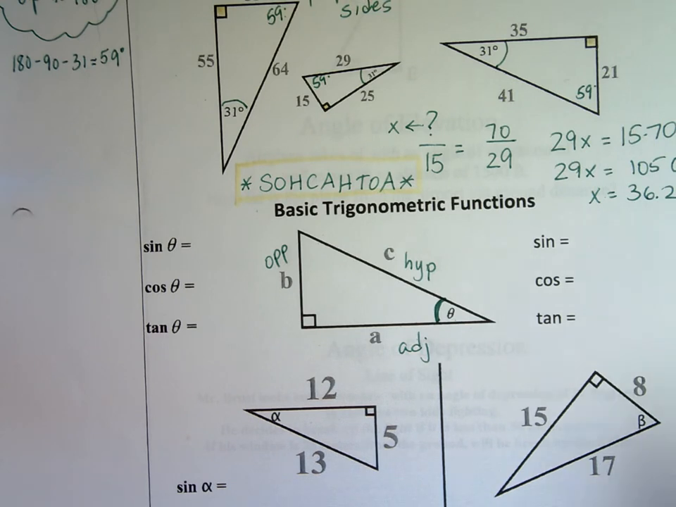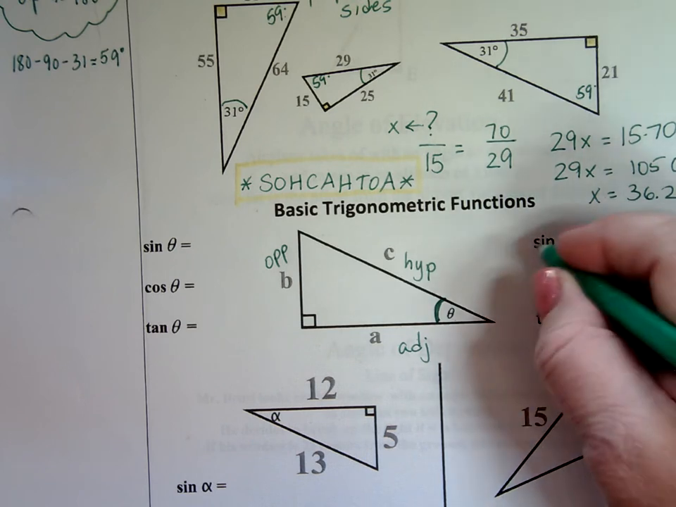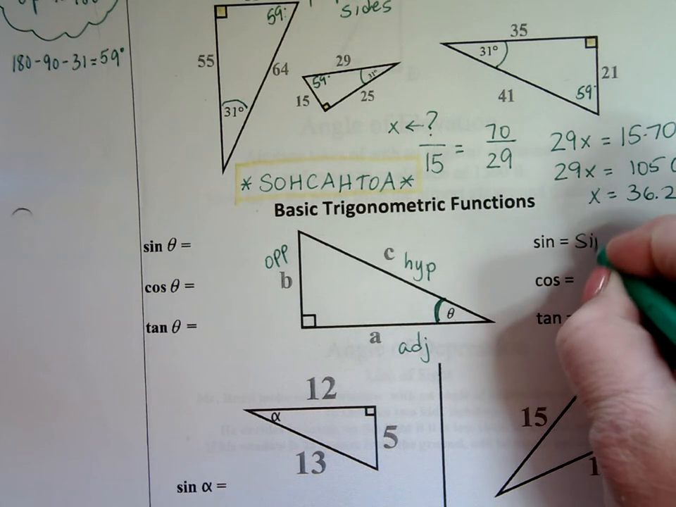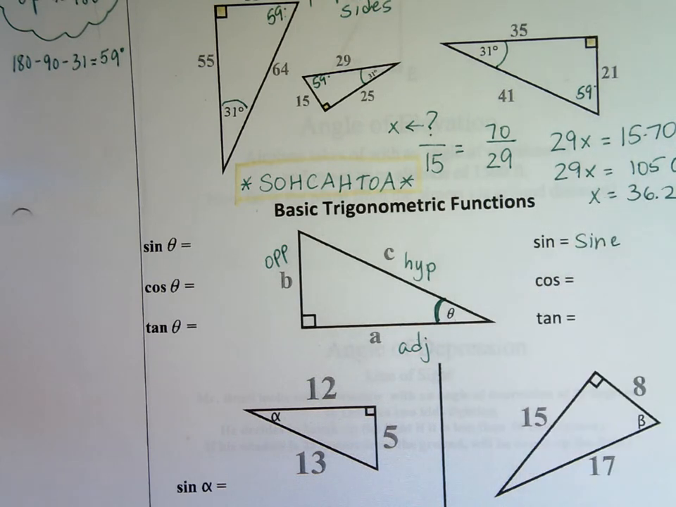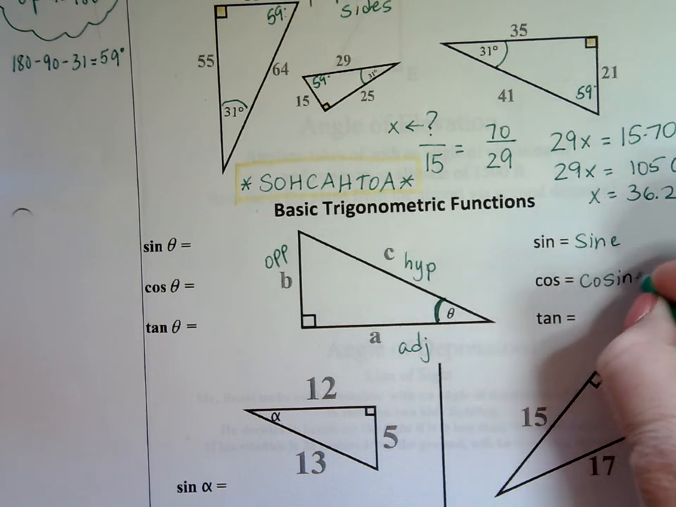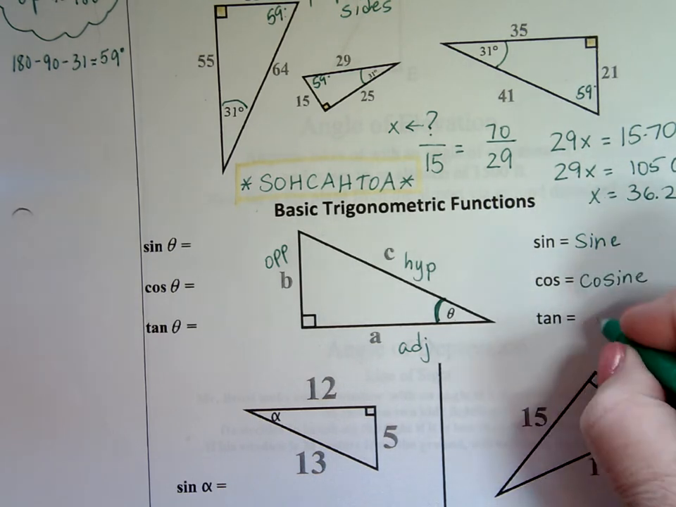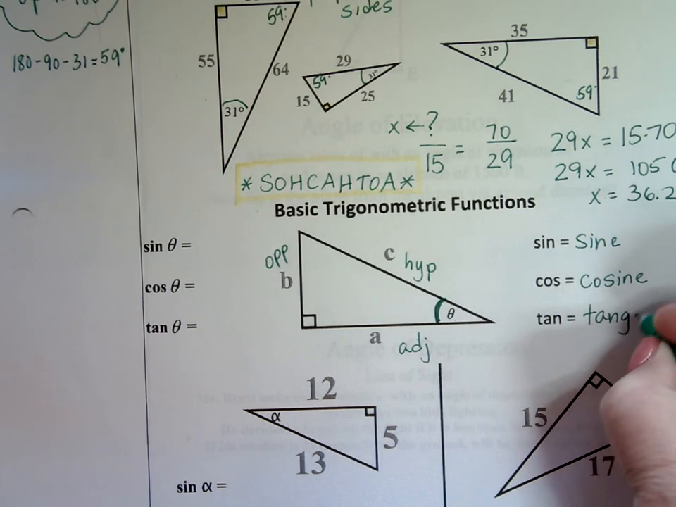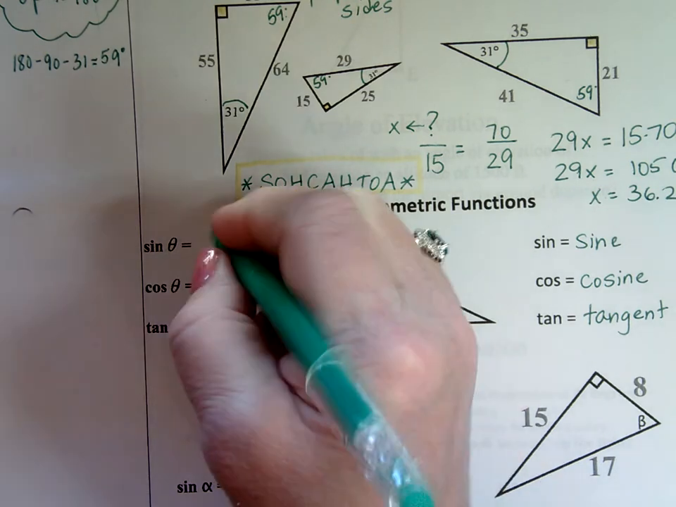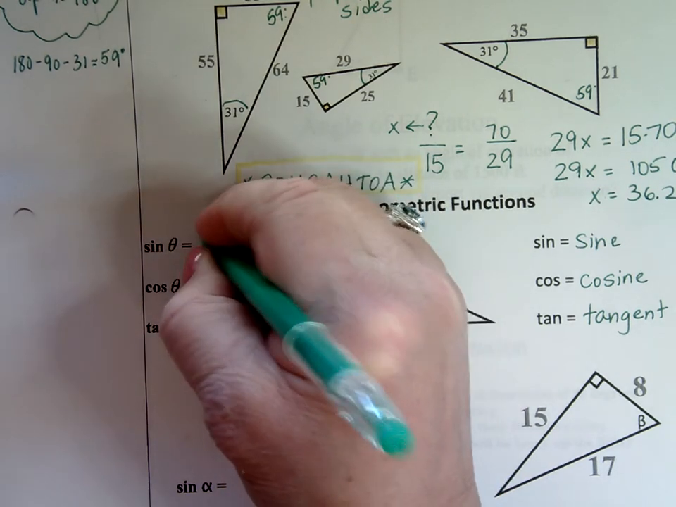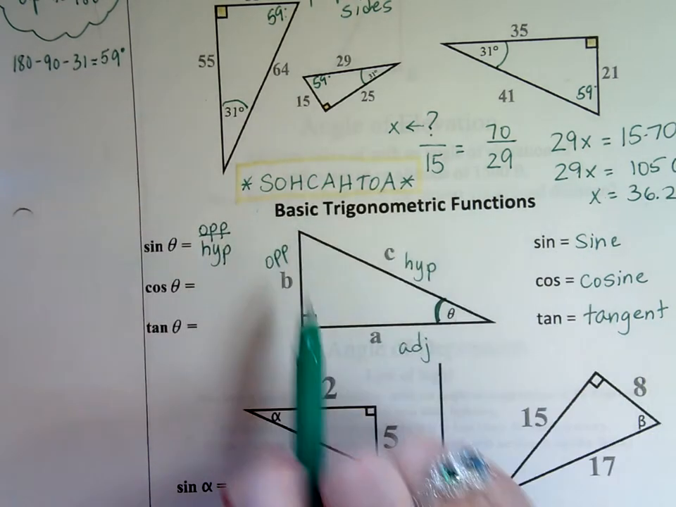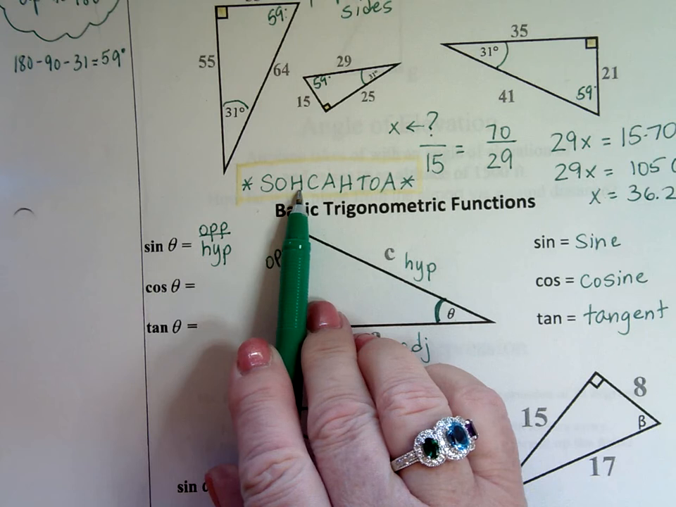So here's how the trig functions actually go if I were to write them out. This is the abbreviation for sine, S-I-N-E. COS is the abbreviation for cosine. And tan is the abbreviation for tangent. If I want to figure out what the sine is, I have to take the opposite and divide it by the hypotenuse. That will give me the value. So sine is opposite over hypotenuse.